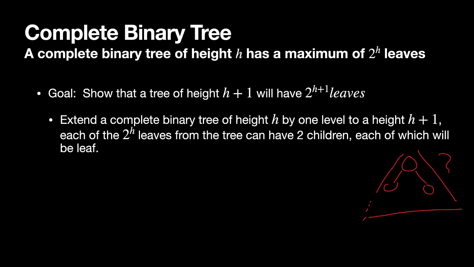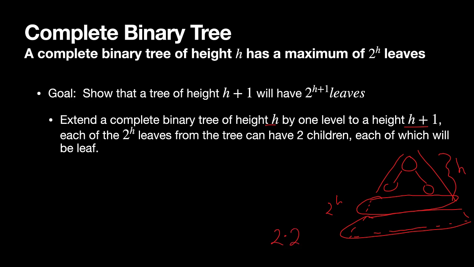And it's got a total height of h. And we're going to add one more layer onto the bottom of it. So let's extend the complete binary tree of height h to be a tree of height h plus 1. We're already assuming that there are 2 to the power of h leaves in the tree of height h. Each of those leaves can have 2 children. So our bottommost layer here is capable of having twice as many leaves as the preceding layer.